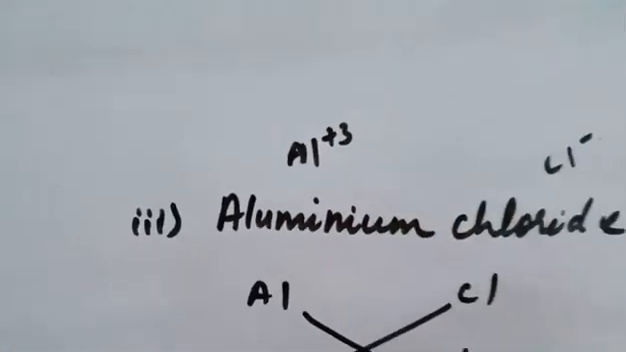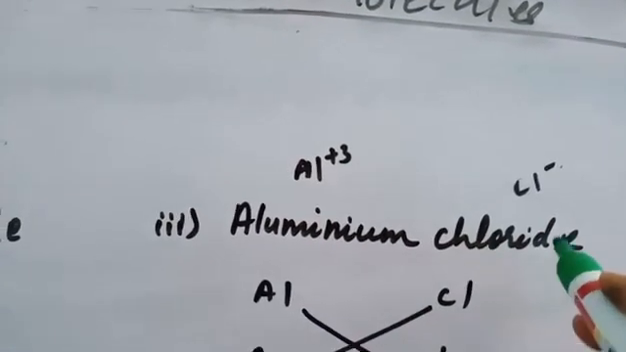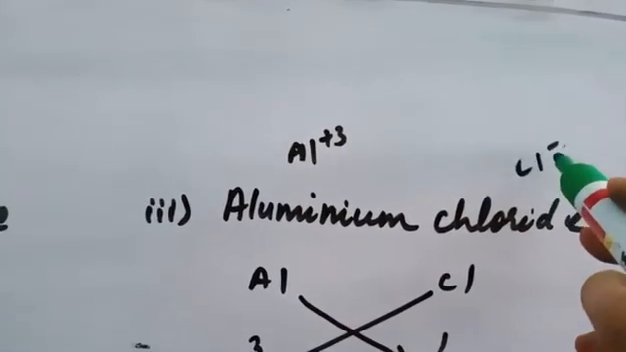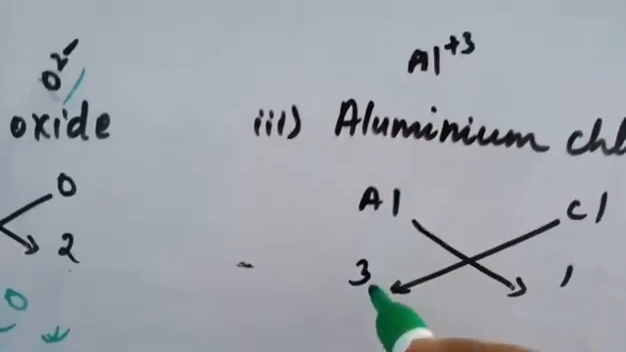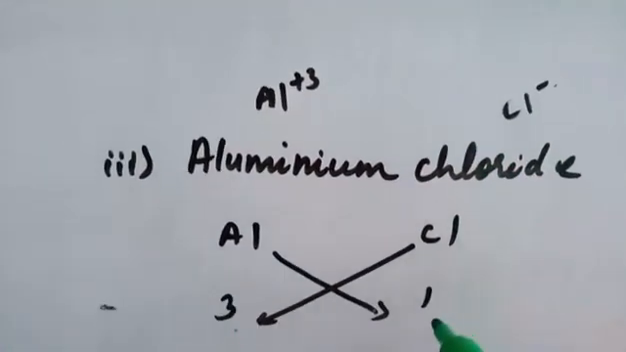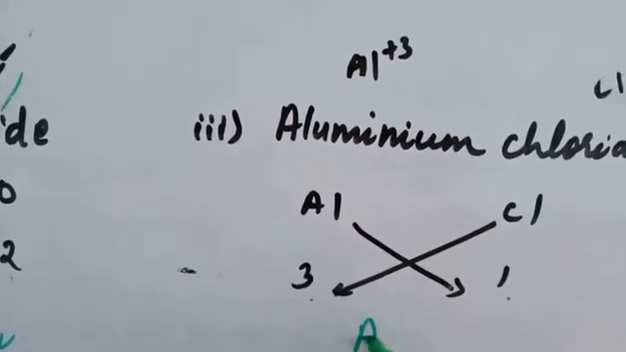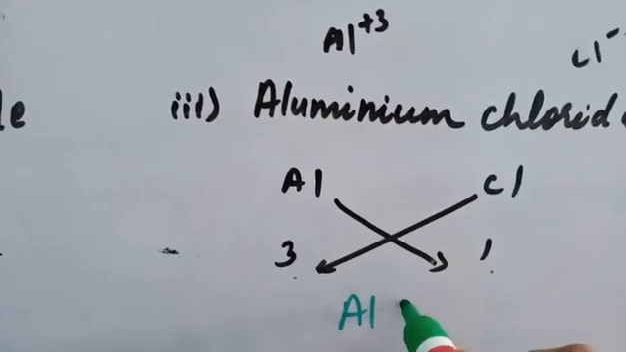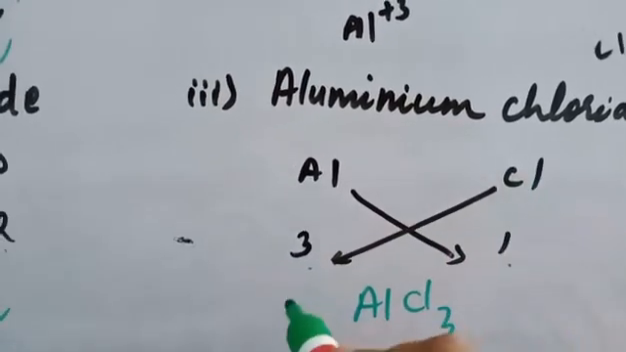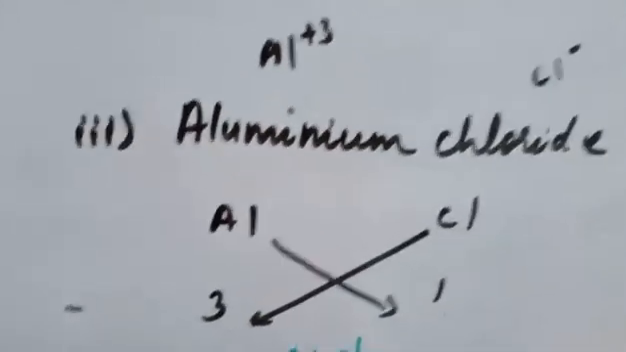Similarly, you have aluminum chloride. The net charge on aluminum is Al3 plus, and chlorine is in the form of Cl minus. So Al3 plus means valency will be 3 and Cl minus means the valency will be 1. So when you cross multiply it, you will get Al1 and Cl3. So this will be the formula of aluminum chloride.